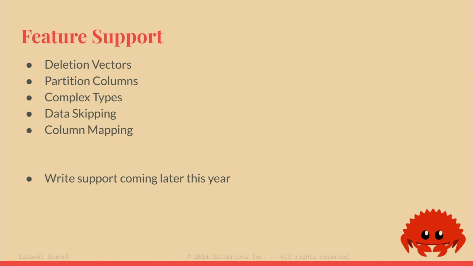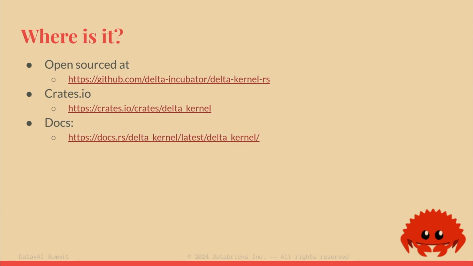Complex types like structs, lists, maps, nested, everything. We support data skipping, like I mentioned, via expressions, column mapping, which is like column renaming. And later this year, write support will be coming. It's on the roadmap as soon as we get time to work on it. So we should hopefully have that in not too long.